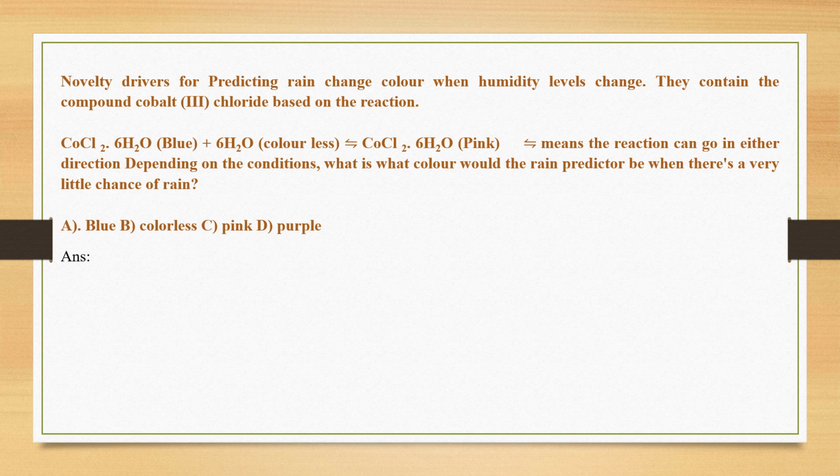So next question. Here one reaction is given, and by the addition of water, you will get CoCl2 5H2O. By the addition of water it becomes pink in color. Only when there is no water, it is blue in color. By the addition of water, it is pink in color, only due to the presence of water. So pink CoCl2 is explained here.